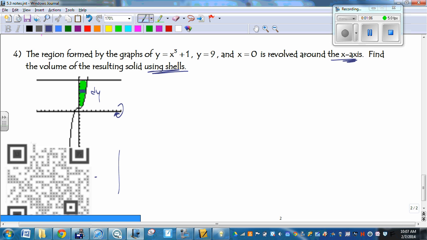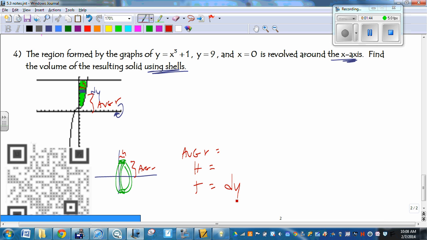So if we look at our rectangle and spin it around, we get our shell. This is going to be our height, and our average radius is going to be the vertical distance this time. So our thickness we know is going to be dy. Everything's going to be in terms of y.